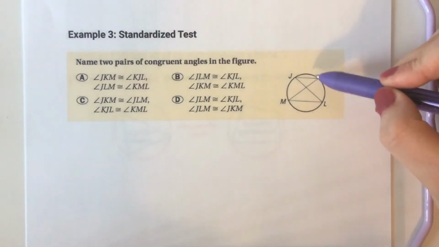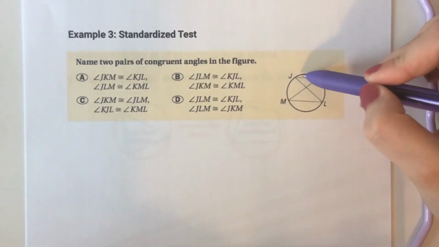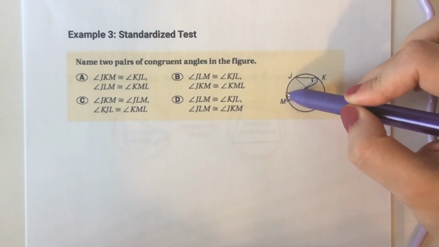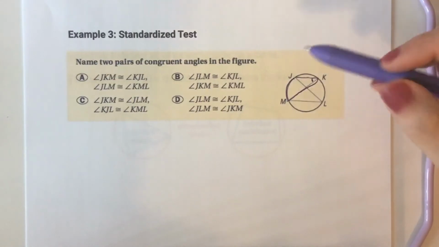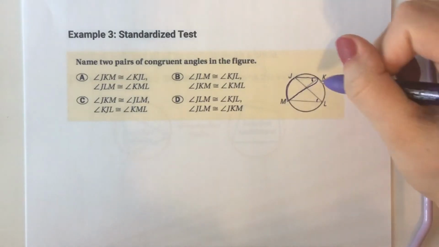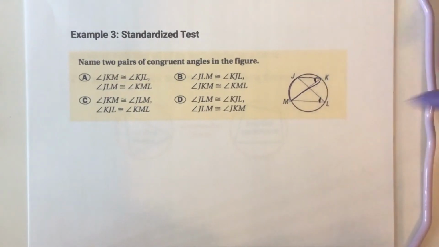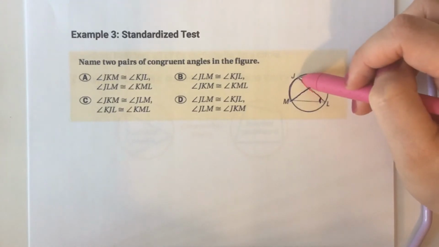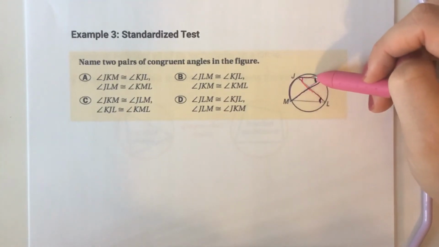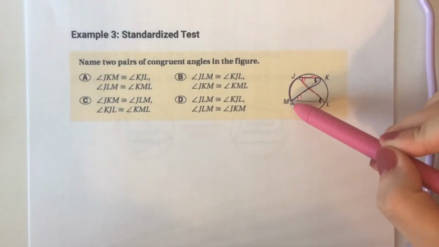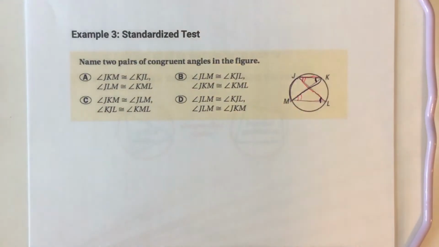Looking at this picture, I see angle K. I look to see where its intercepted arc would be, and it's JM. Well, angle L also shares that same intercepted arc, so I know that K and L are going to be congruent. And then looking at angle J, we switch directions, we have opposite sides, so angle J has the intercepted arc of KL, and so does angle M. They share those arcs. So we marked which angles are going to be congruent there.